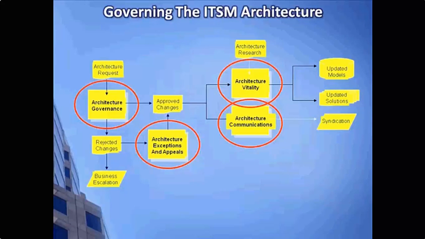Architecture vitality kind of looks the other way. That's looking out at the industry and at research and looking at the latest things that are happening and deciding whether anything is relevant to the solutions you're putting in place. So by vitality, what we're really talking about there is keeping your architecture current with what's going on in the industry. And then architecture communications is all about communicating those changes and syndicating them across your project teams and across the various users and customers that you have that use the solutions that you're putting into place. So it's really a communication function more than anything else.